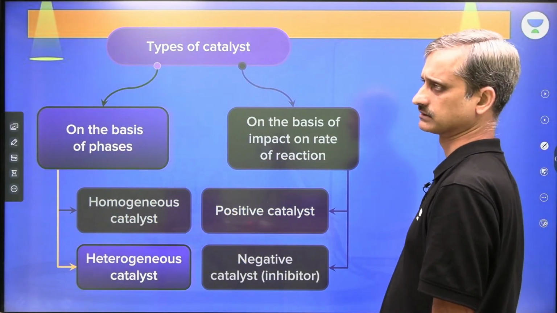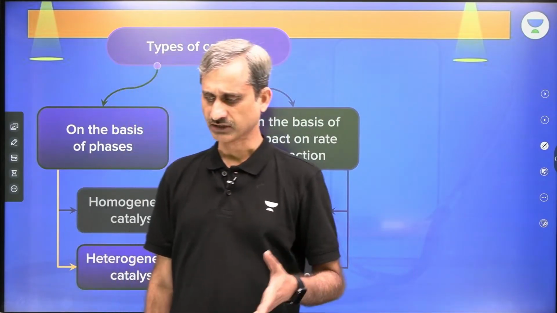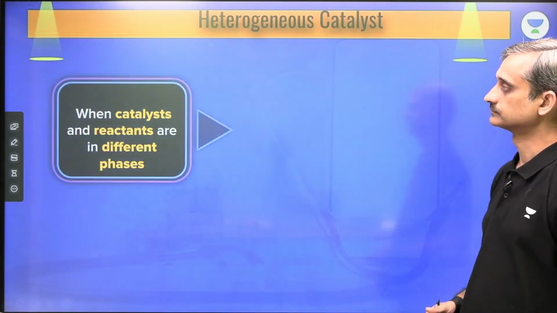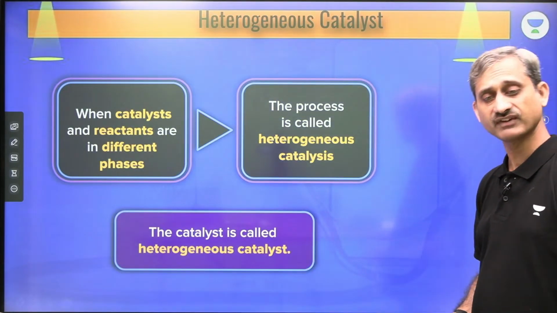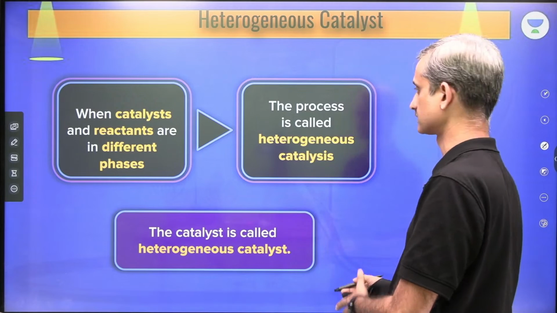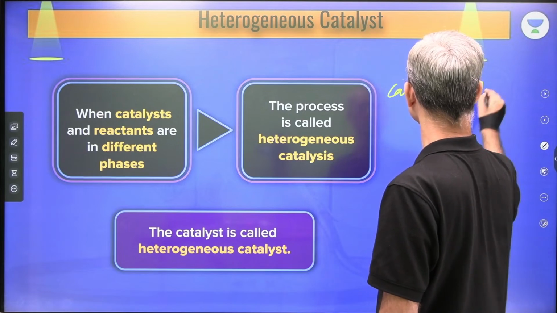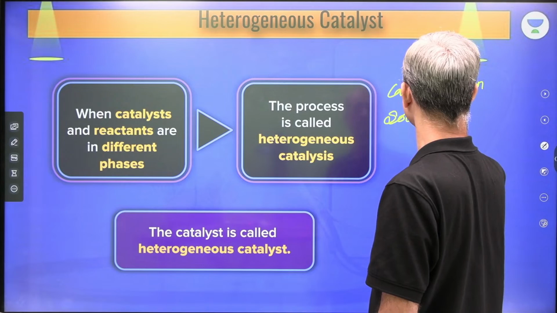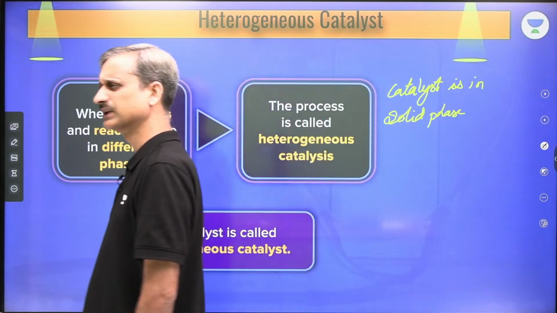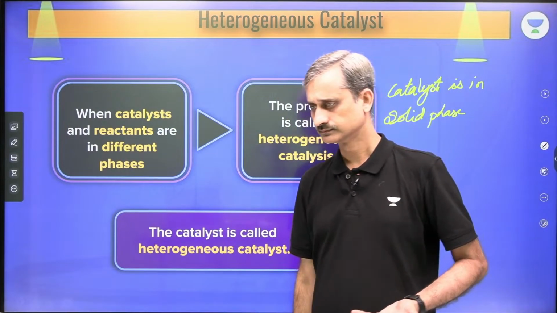Then we could have heterogeneous catalysts. A heterogeneous catalyst most often is going to be in the solid phase. So heterogeneous catalysis has something to do with adsorption. The catalyst and the reactants are in different phases, so the process is heterogeneous catalysis and the catalyst is a heterogeneous catalyst, and most often the catalyst is in the solid phase. I fail to realize when the catalyst is going to be in the gaseous or the liquid phase. When we talk about heterogeneous catalysts, we are actually talking about the solid phase catalyst only. Clear?